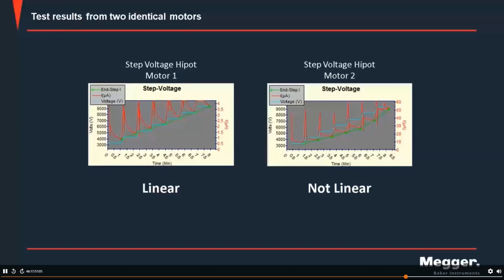But we move on and we do the step voltage test. Now remember, step voltage testing is increasing the voltage so that we can evaluate the insulation's condition to withstand those high surges that it's going to endure during the switching cycles. And so we want to see this, like in motor 1, this nice linear response. And in motor 2, we see this deviation from linearity.